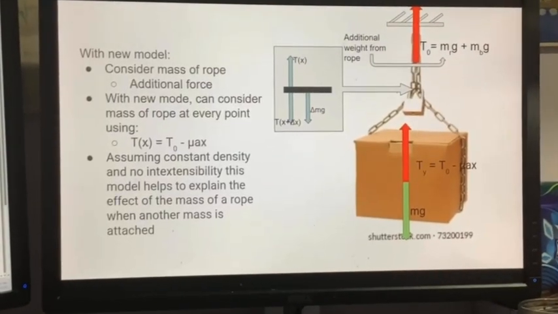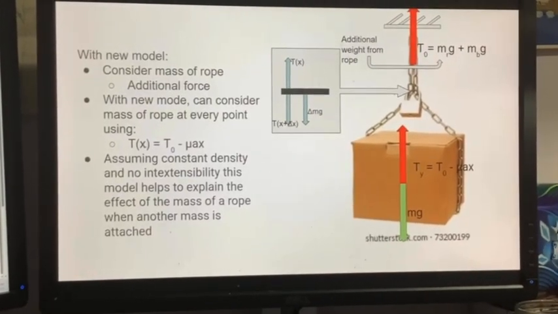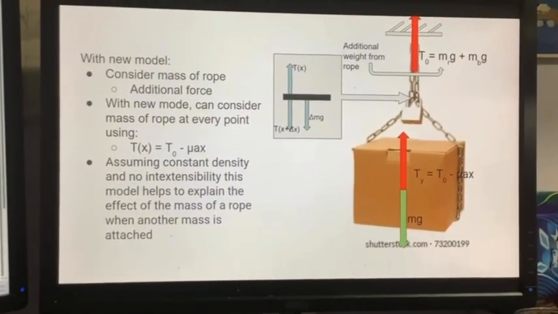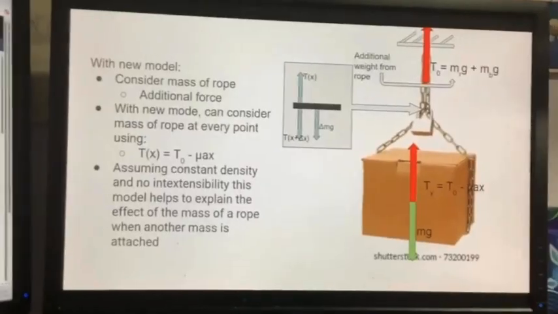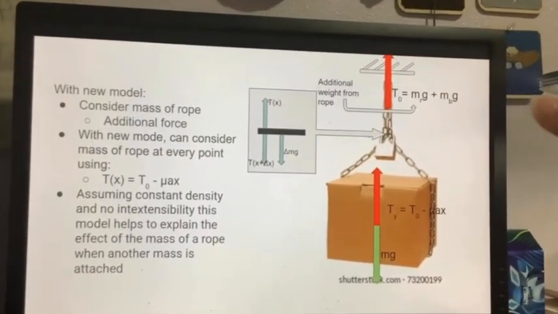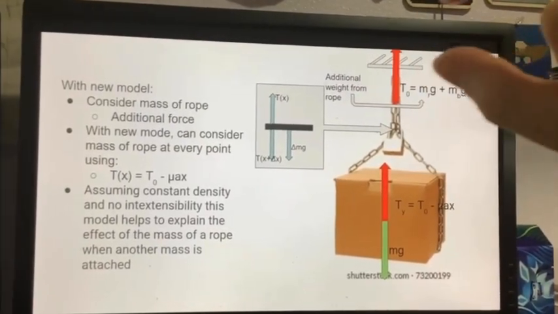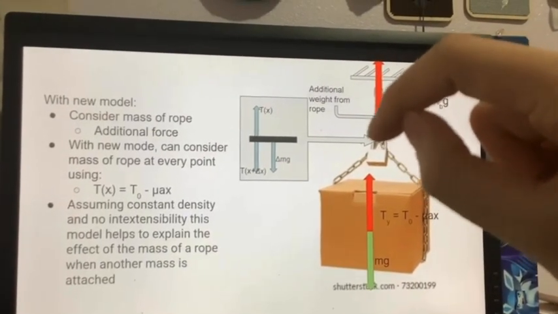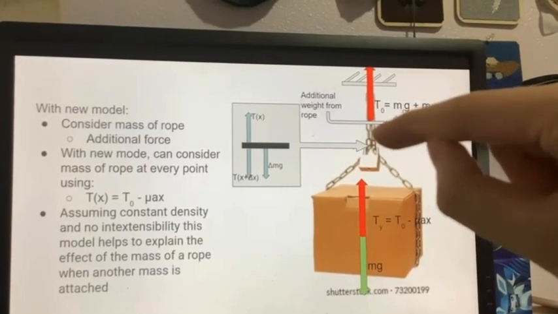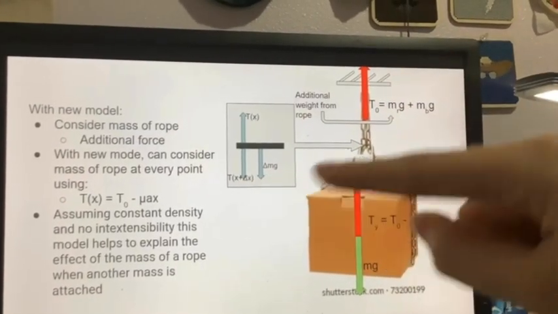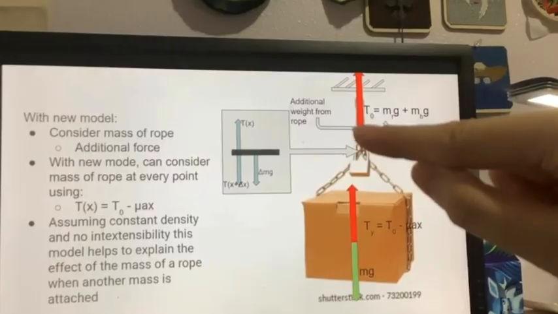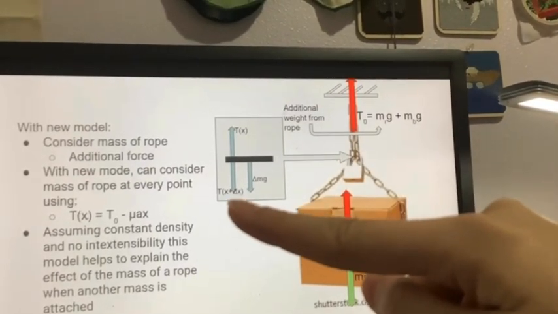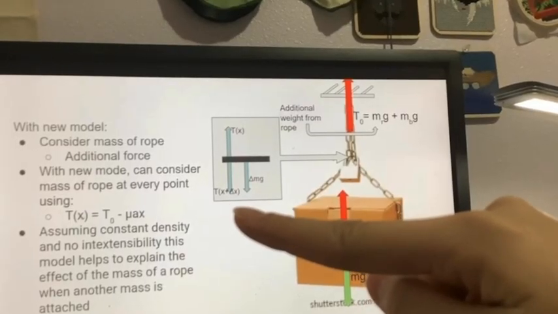So using Tx equals T naught minus the mass density times the distance along the rope, you're basically taking the point at the very top here and subtracting a little bit, and a little bit, a little bit down, down, down, so that you can only consider this portion of the rope. So if I were to cut the rope along here, then if I use this equation, I'd be going from here to here and only considering the tension that is right here according to the mass density, acceleration, and distance.